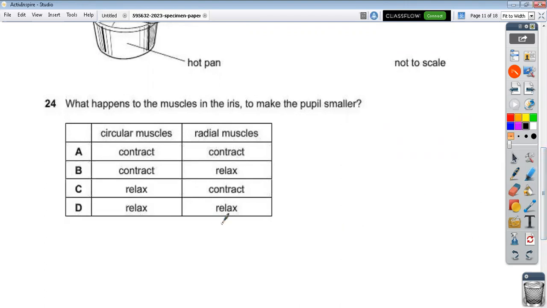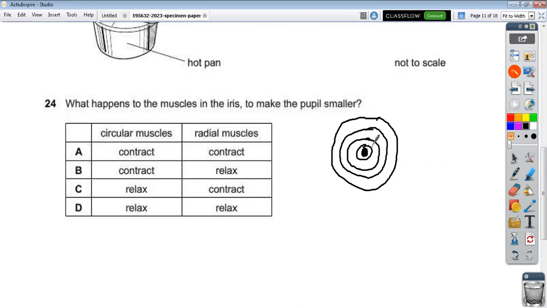So if you want this, you don't need to cram this up. What you need to know is the diagram. Circular muscles are the ones that are like this. Let's say this is my pupil. Then radial muscles are these ones here. It's obvious, common sense, that if I want this to get smaller, this one must contract, so that it pushes this to be smaller. So circular muscles must contract. Make sense?